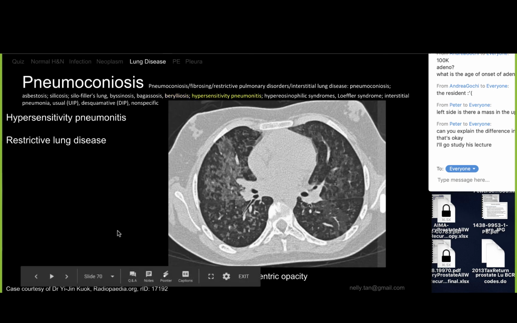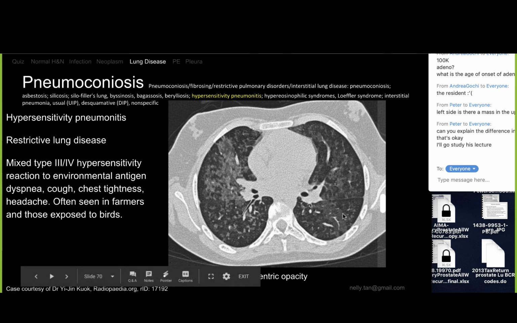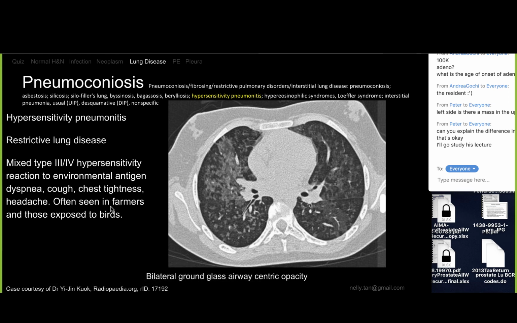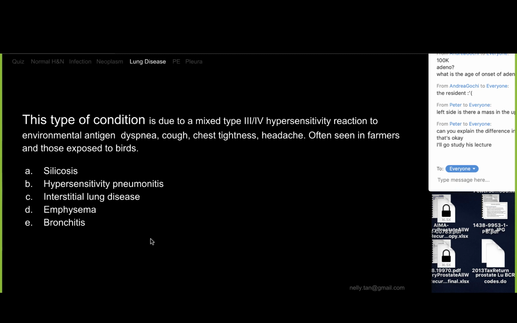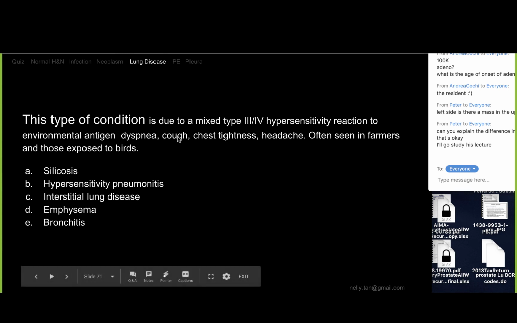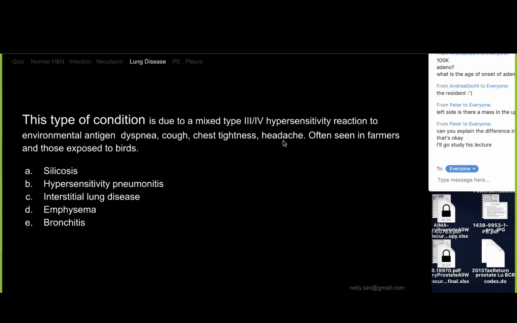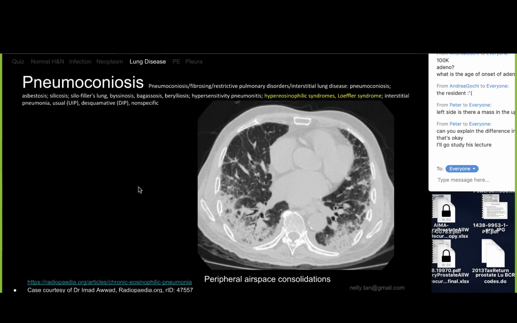Hypersensitivity pneumonitis is a type of restrictive lung disease, so the interstitium is bad, and they get this due to exposure to birds. So farmers can get this. This type of condition is due to mixed type 3 and type 4 hypersensitivity reactions. They get chest tightness, cough, and headache, and it's often seen in farmers. So this is hypersensitivity pneumonitis. Okay.